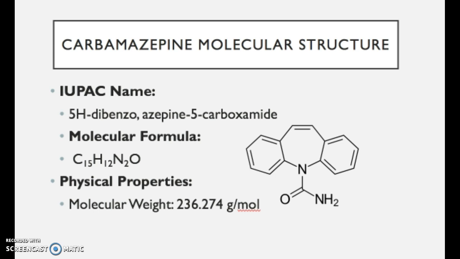The molecular structure of carbamazepine. The IUPAC name is 5H-dibenzo[b,f]azepine-5-carboxamide. The molecular formula is C15H12N2O. The molecular weight is 236.274 grams per mole.